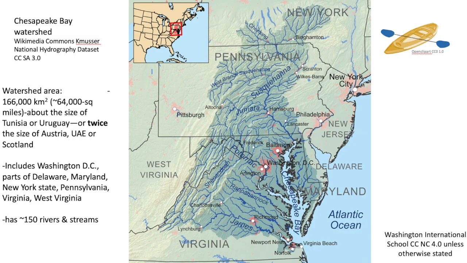Then we look at the watershed, the gray-blue area in the middle, with a surface area of 166,000 square kilometers, about the size of Tunisia or Uruguay, or twice the size of Austria, twice the size of the United Arab Emirates, or twice the size of Scotland. And it includes the whole of Washington, D.C., and parts of the states of Delaware, Maryland, New York, Pennsylvania, Virginia, and West Virginia, and includes 150 rivers and streams.